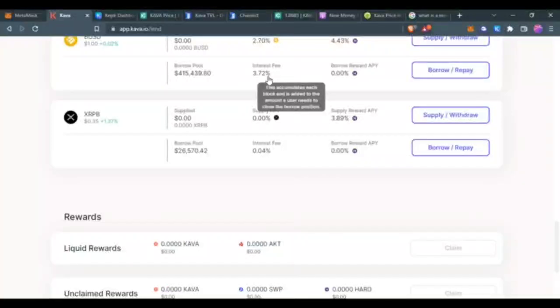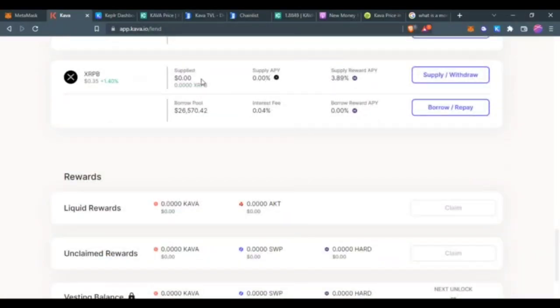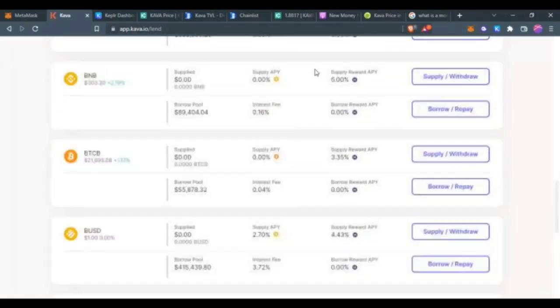Let's see, this accumulates each block and is added to the amount a user needs to close the borrow position. Okay, so this is what you're paying on interest. XRP 3.89% in Hard.